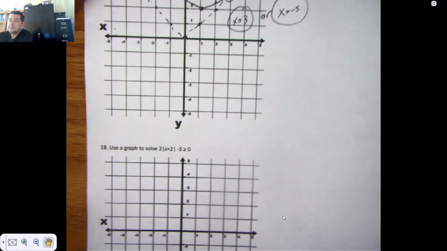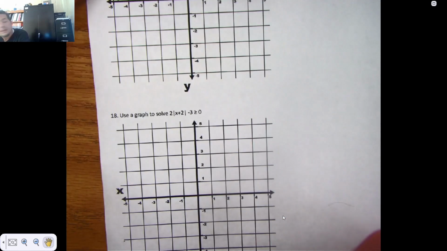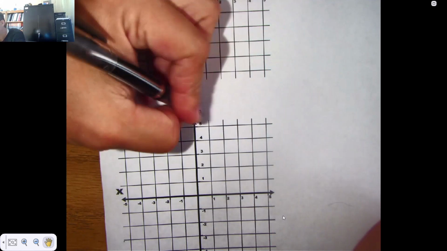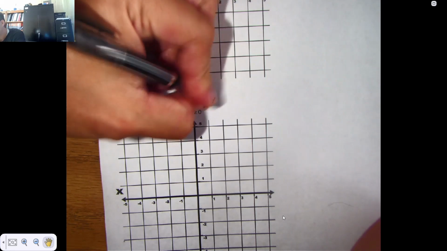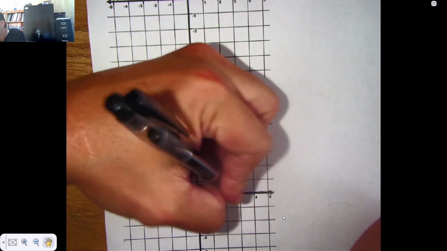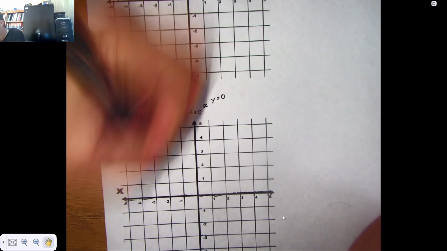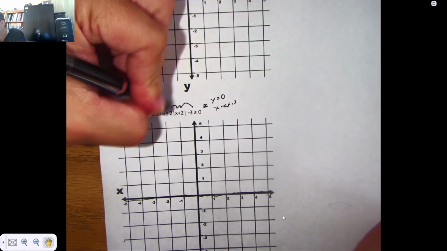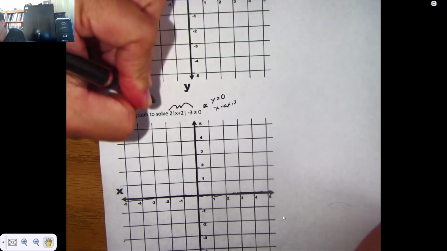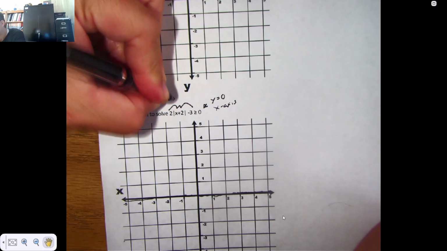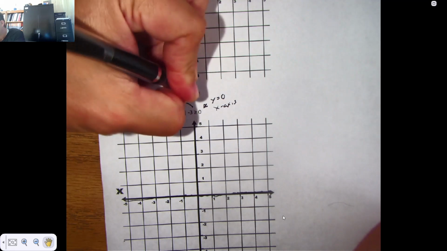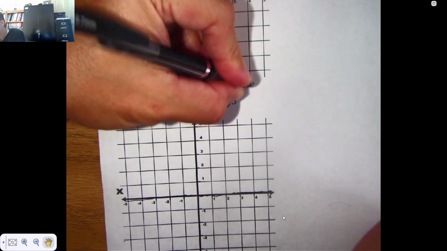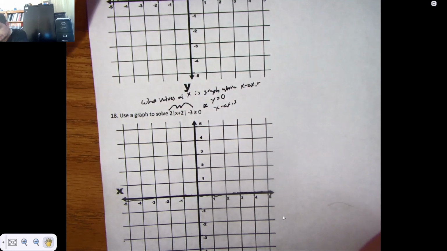All right, 18, use a graph to solve twice the absolute value of x plus 2 minus 3 is greater than or equal to 0. This is also an equation. This is y equals 0. That is this right here, all right? That is the x-axis. This thing is saying where, or what values of x, is the graph above the x-axis. That's all it's asking you.